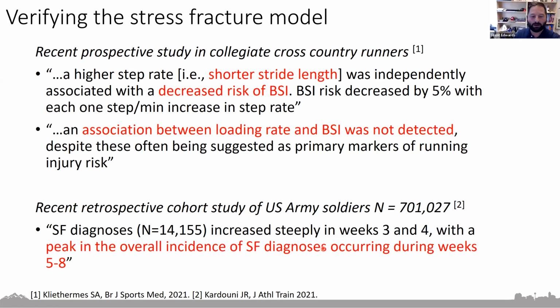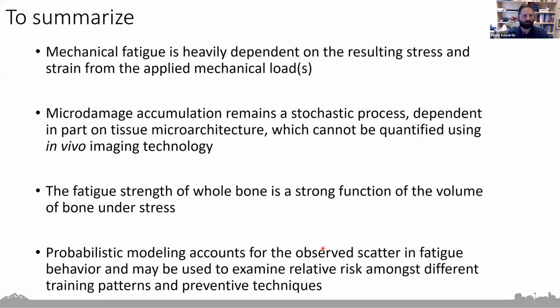So, you know, I'm not saying this is a validation of the model by any means, but I am saying that it is nice to see that there is some support to verify some of the findings of the model from 2009. So that's it for me.